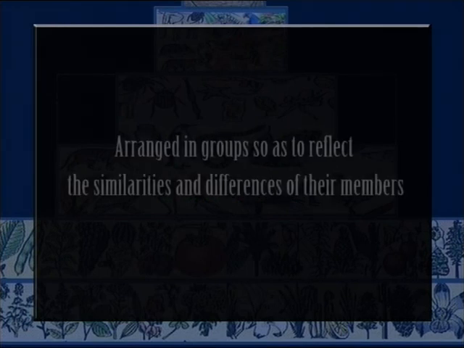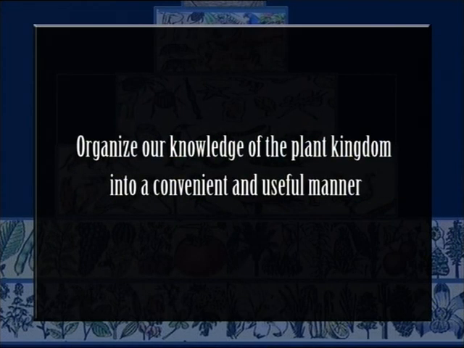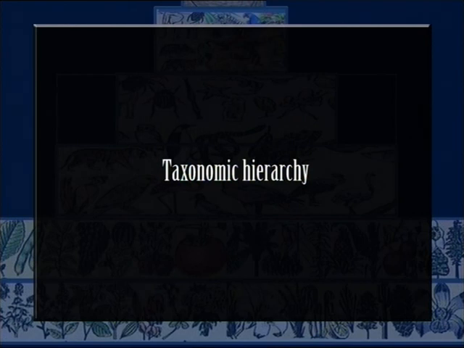This diversity has to be arranged in groups so as to reflect the similarities and differences of their members, and at the same time organize our knowledge of the plant kingdom in a convenient and useful manner. The framework for this purpose has been developed in scientific classification from the very early days of plant taxonomy and is called taxonomic hierarchy.